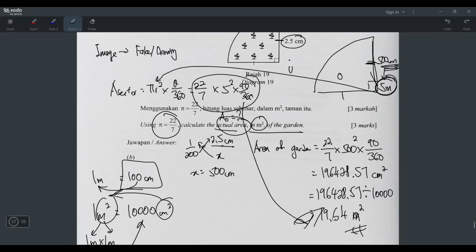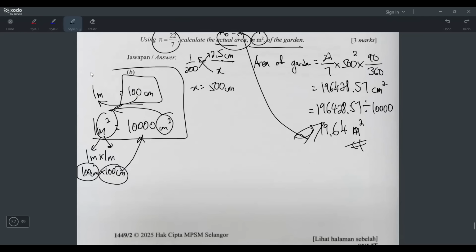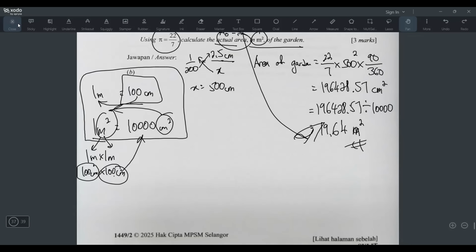Okay, let me double check. Press now and make sure you really get the same, times 25 times 90 over 360. Yeah, correct. I get 19.64. So you see the answer is same. It's just that this one I convert to meter first, then I find the area. But this one I find the area in cm square then convert. But actually both also you get the same answer. Just make sure you know how to convert cm to meter and cm square to meter square. If you know this, then no problem. You will get the answer. Okay, that's all.